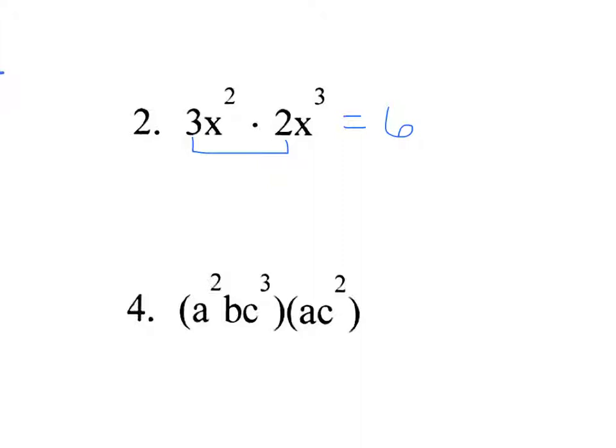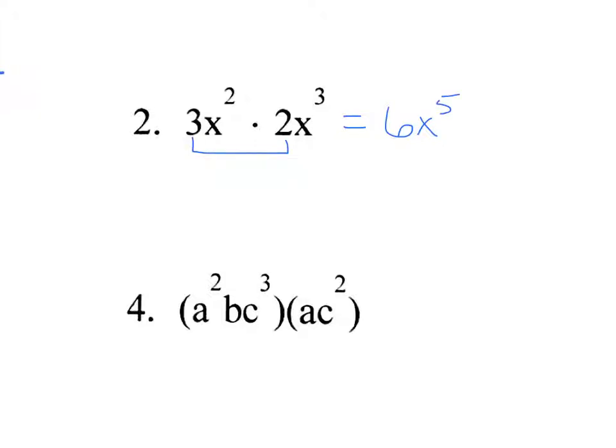So whatever the operation is, the coefficients will do it. If it's division, they get divided. If it's multiplication, they get multiplied. So they don't change how you do those. 3 times 2 is 6. The only thing that has changed is how we deal with these exponents, which means we add them. It's multiplication, so we add them. 2 plus 3 is 5.